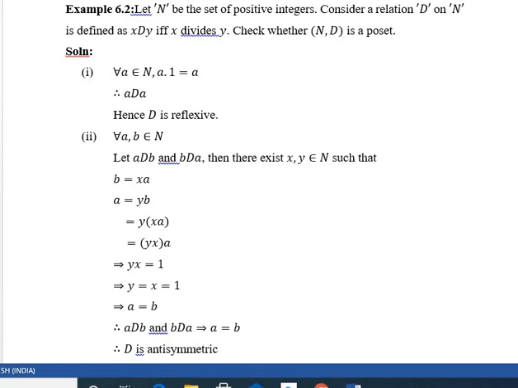Now for every a, b element of N, let a related to b and b related to a. Then there exist x, y element of N such that b equals xa and a equals yb. So we can substitute for b, that is, a equals y times xa, that is yxa, which implies yx equals 1, which implies y equals x equals 1, which implies a equals b. So a related to b and b related to a implies a equals b. Therefore D is antisymmetric.